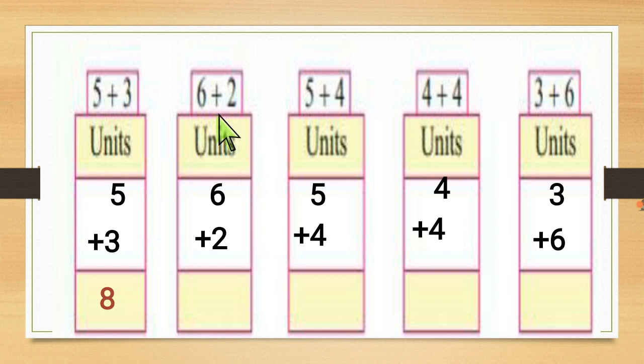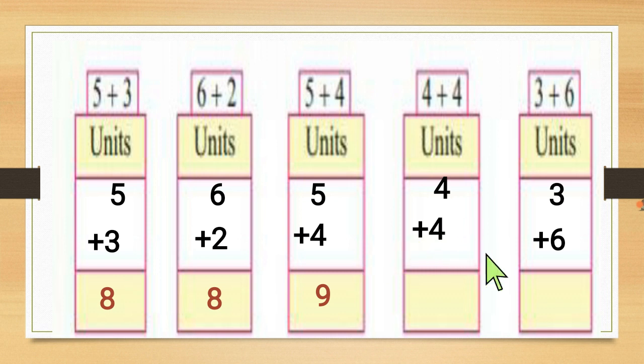Here you can see 6 plus 2. So we write this in the unit place and let us add them. Count 2 fingers from the number 6. 7, 8. The answer will be 8. Five plus 4. What will the answer be? 9.